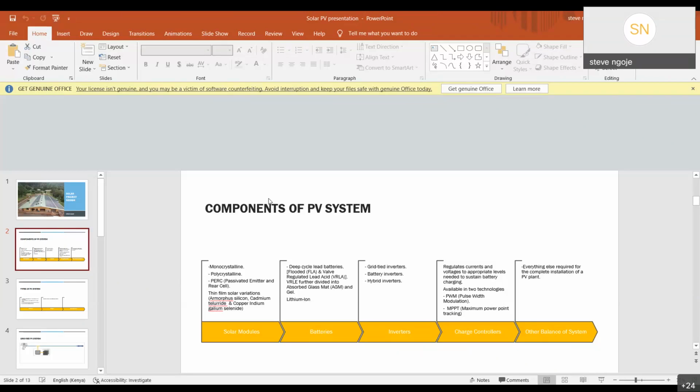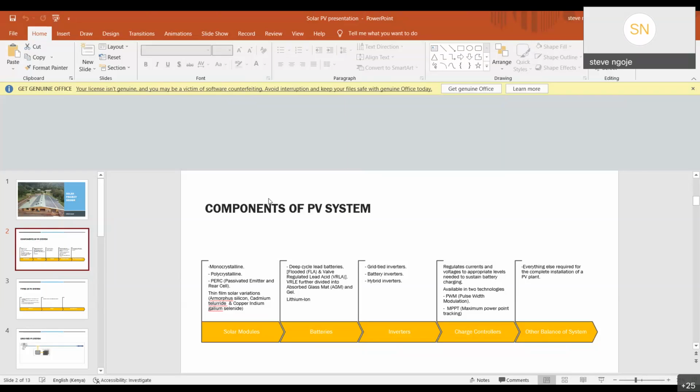Charge controllers mainly regulate the currents and voltages, as I've written there, to appropriate levels needed to sustain battery charging. I would say they're like a safety net for your batteries. They would know when to charge, when to discharge. They will vary the voltages and currents depending on the DC input at a given time during the day. Charge controllers can be classified into two technologies, really. These are the pulse width modulation charge controllers and the MPPT, which is the maximum power point tracking charge controllers.